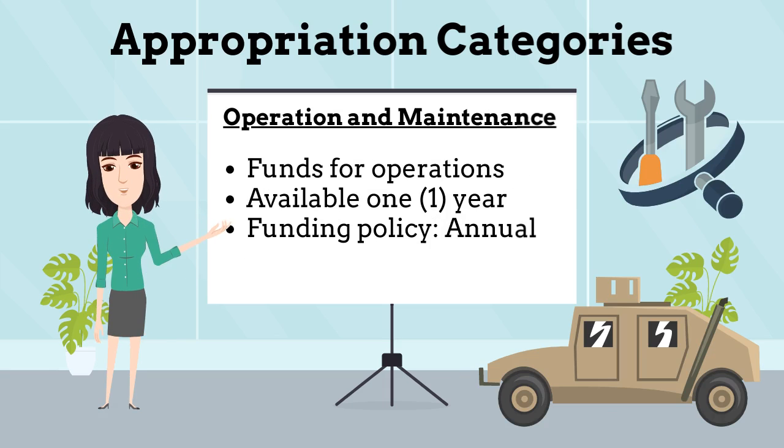The Operation and Maintenance Appropriation category funds expenses such as civilian salaries, travel, minor construction projects, operating military forces, training and education, depot maintenance, stock funds, and base operations support. The funding is available for 1 year. And the funding policy is annual.